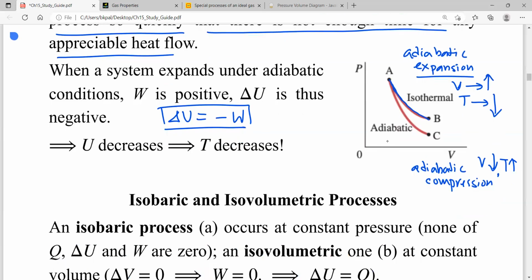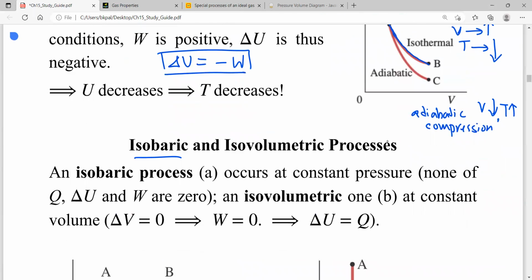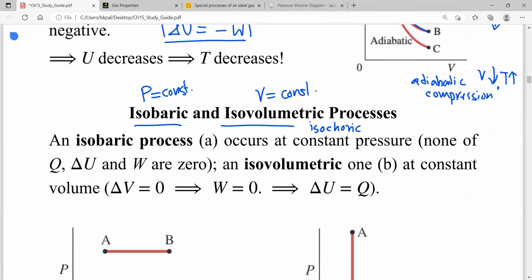Okay, the last two processes, isobaric and isovolumetric, are very simple. In an isobaric process, P is constant, and in an isovolumetric process, volume is constant. Sometimes the isovolumetric process is also called isochoric. So if in some numerical problem you see isochoric, it means the volume is constant, and isobaric means P is constant.